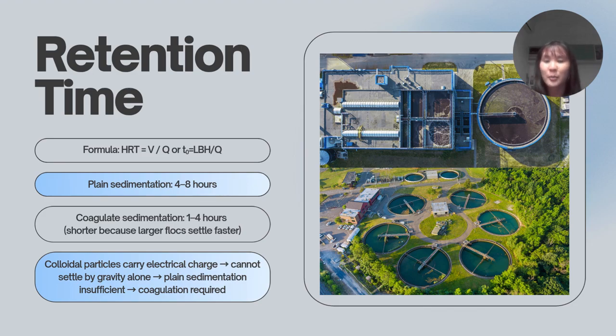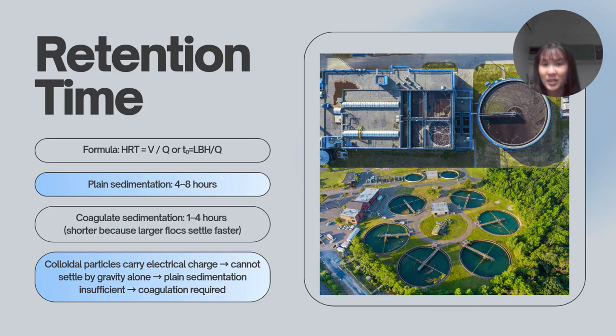Next, retention time, or hydraulic retention time, which is the average time wastewater remains inside the tank to allow particles to settle effectively. The equation is written as hydraulic retention time equals the volume of the basin per flow rate. For rectangular tanks, the equation can also be written as retention time equals the length of the basin times the breadth or width of the basin times the height of the basin per flow rate.